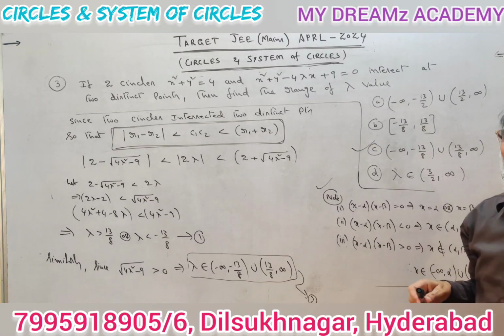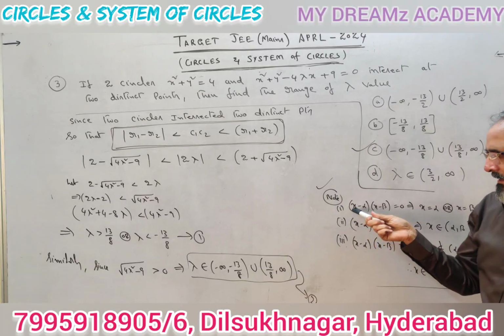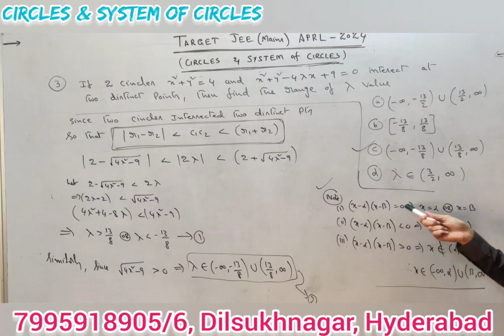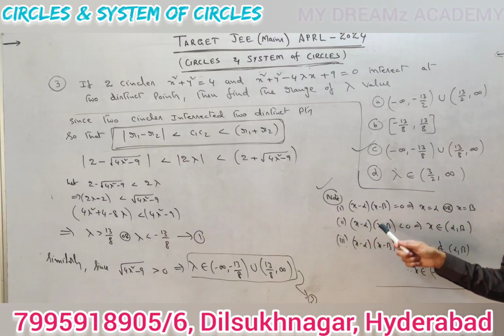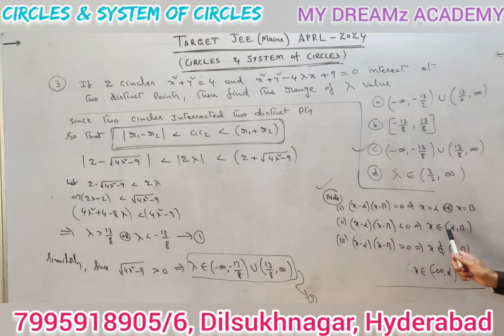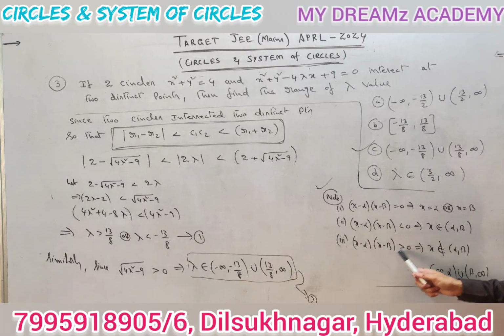Before that, one small note for the final step of the answer. In quadratic equation applications, a small concept is there. If (x minus alpha)(x minus beta) equals 0, then x equals alpha or x equals beta. The second concept: (x minus alpha)(x minus beta) less than 0, then x belongs to (alpha, beta). (x minus alpha)(x minus beta) greater than 0, then x does not belong to [alpha, beta], which is nothing but x belongs to the left of the number line, minus infinity to alpha, union the right side of the higher value, beta to infinity.